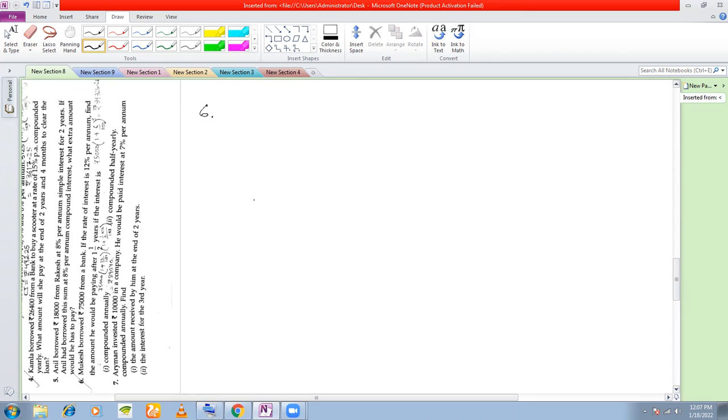If the rate of interest is 12%, okay, so the principal is 75,000. Rate of interest is 12%. Find the amount you would be paying after 1.5 years. Now you have two cases in the question. If the interest is compounded annually, if the interest is compounded half yearly.